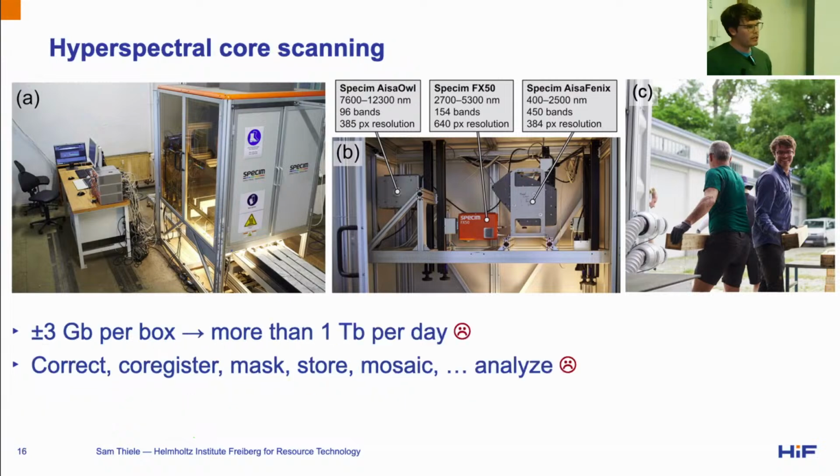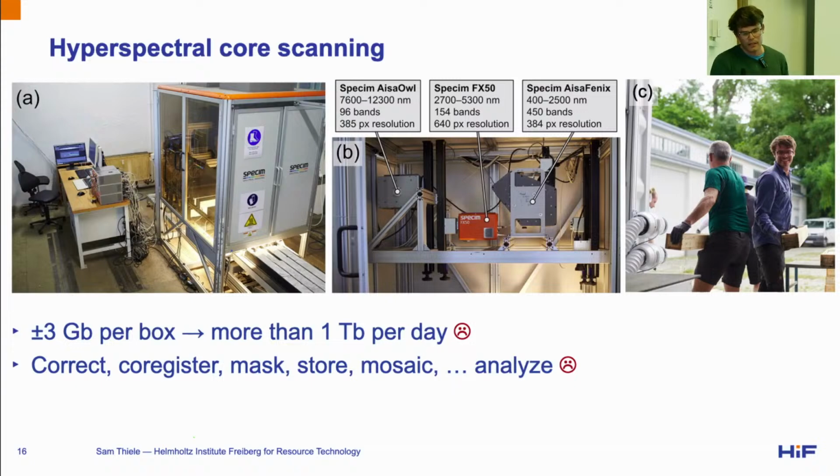But there's a catch. There's always a catch. Every image from every one of those cameras is about 1 gigabyte, roughly. So we've got 3 cameras. You get about 3 gigabytes of data per box of core. So if you're then scanning for a full day, you get well over 1 terabyte of data, which can be quite hard to manage and handle and store and so on. It adds up very, very quickly.